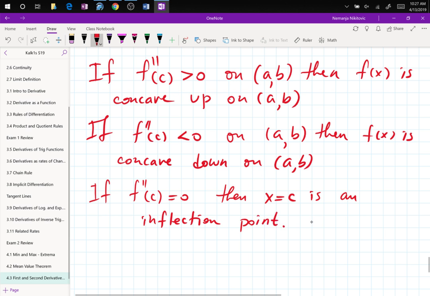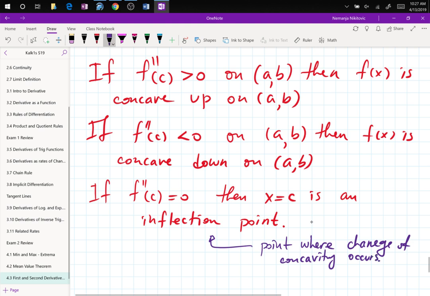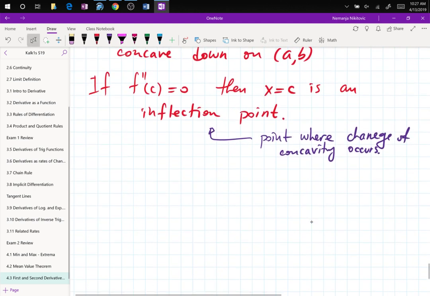Now, what is the inflection point? I'll point the arrow to it and quickly describe it. Inflection point is a point where change of concavity occurs. So you have seen this point many times, and let's do it now. Y equals x cubed.